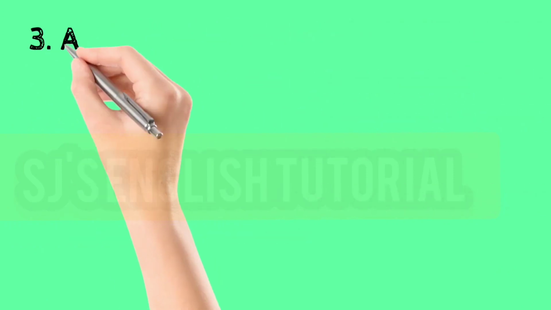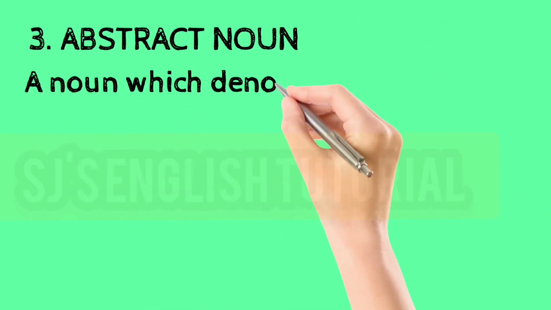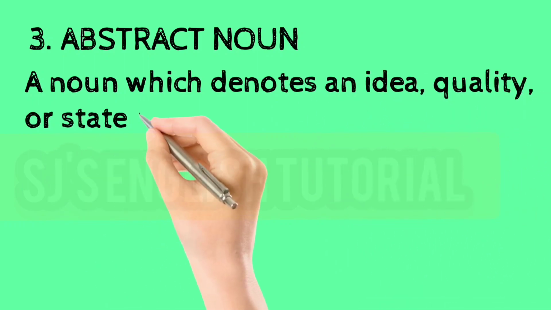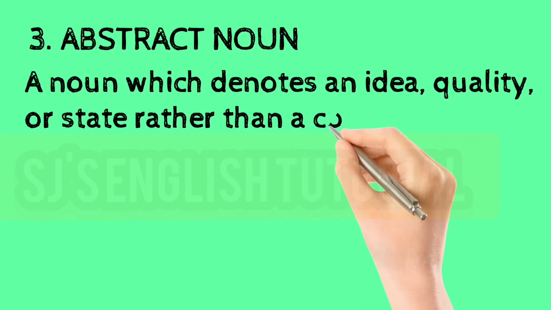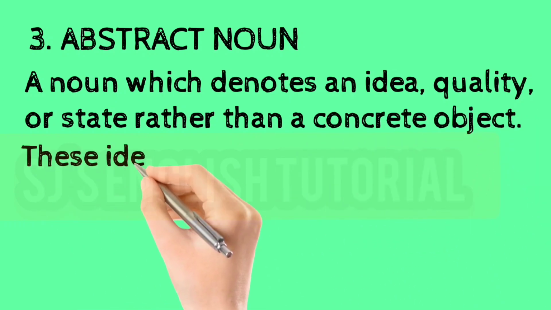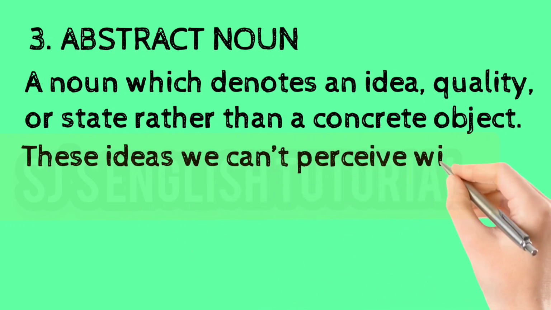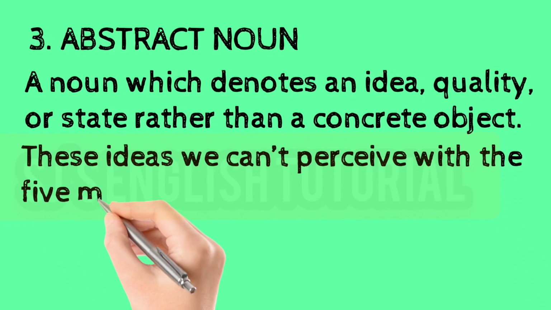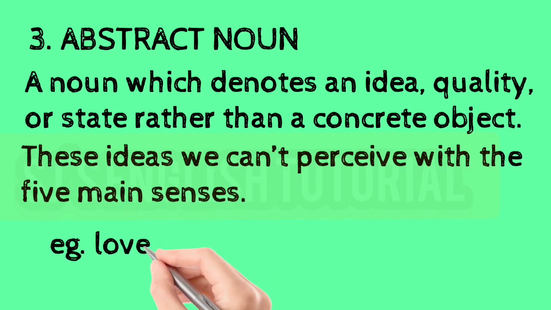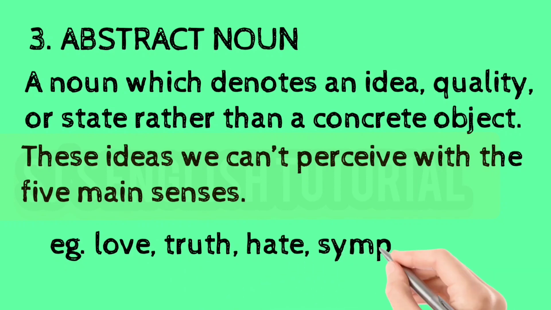The third one is abstract noun. A noun which denotes the names of an idea, quality or state rather than a concrete object is called as an abstract noun. These ideas we cannot perceive with the 5 main senses. That means these are not the names of physical objects we can't see, touch, taste, hear or smell. Example, love, truth, hate, sympathy, etc. are called as abstract nouns.